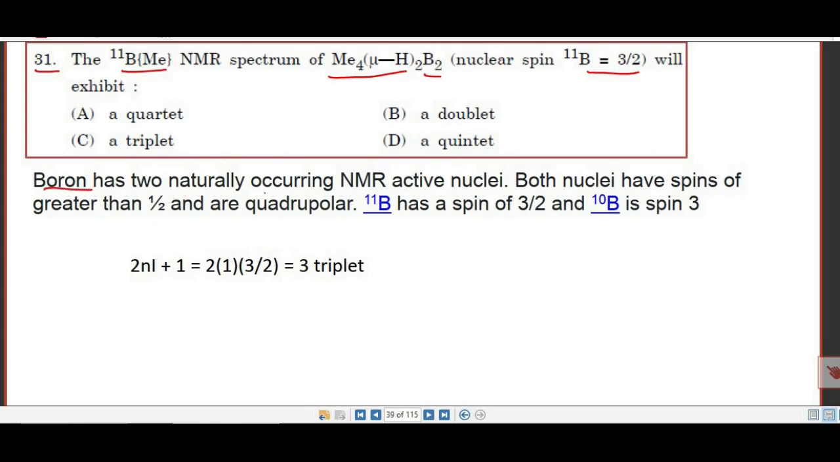You see, boron has two naturally occurring nuclei. One is boron-10 and another one is boron-11. For boron-11, the spin value is 3/2, and hence using 2nI plus 1, you see 2 into 2 is 1, 3/2 gives a triplet. Hence, answer C is correct.